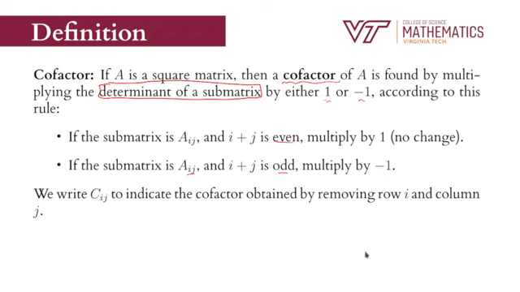So on the next slide, we're going to do an example. But remember, if the subscripts are even, we don't change it. If the subscripts add up to an odd number, we change the sign. We multiply by negative 1.